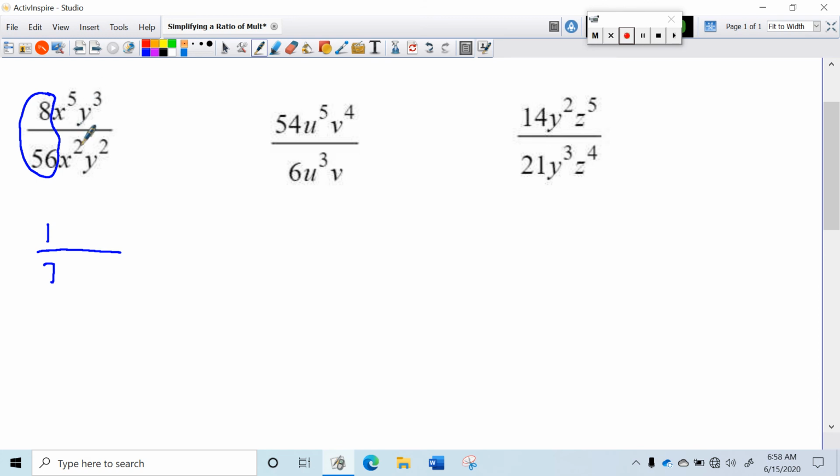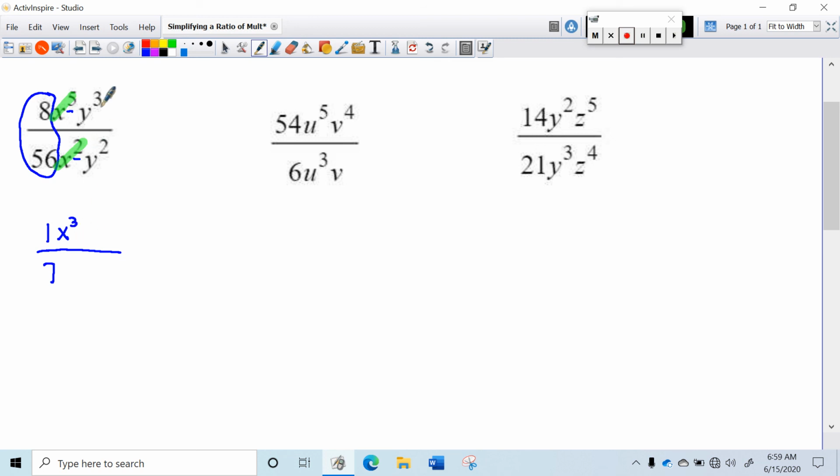Now for the variables, the letters. You want to look at each letter individually, and you want to see what the biggest exponent is. So for x, I have a 5 and I have a 2. The biggest number is a 5. So that tells you where your letter is going to go. Since the biggest number is a 5 for the x, that means my x is going to be on the top because that one's on the top. Then you subtract. 5 take away 2 is 3.